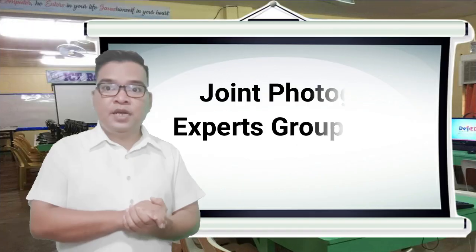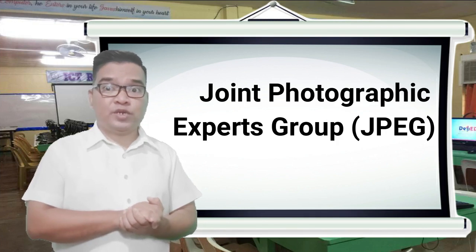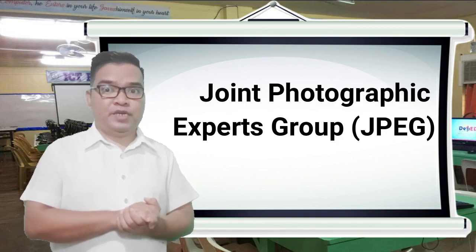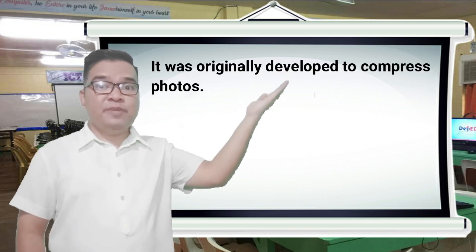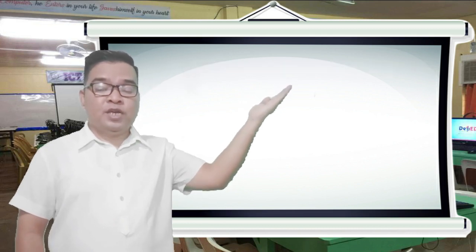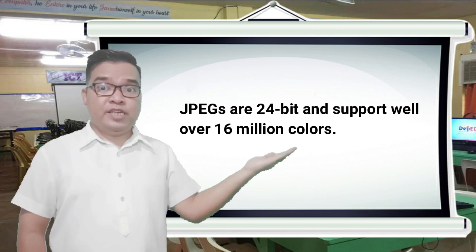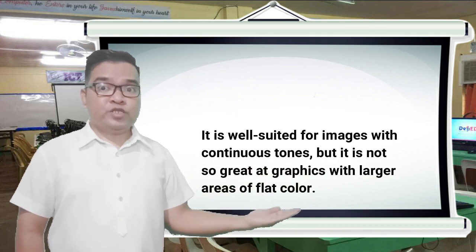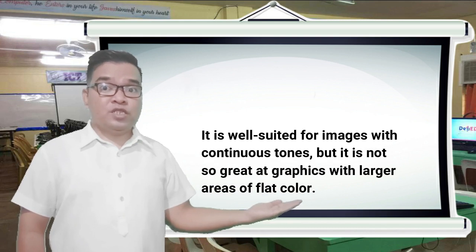Next file format is Joint Photographic Experts Group or JPEG. It was originally developed to compress photos. JPEGs are 24-bit and support well over 16 million colors. It is well suited for images with continuous tones, but it is not so great with graphics with larger areas of flat colors.